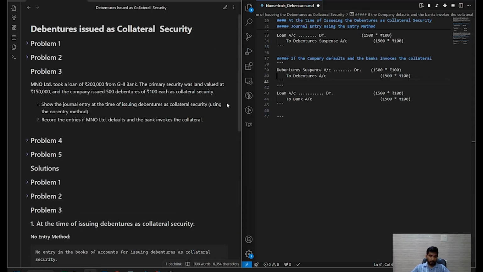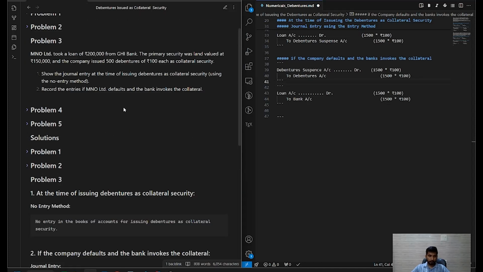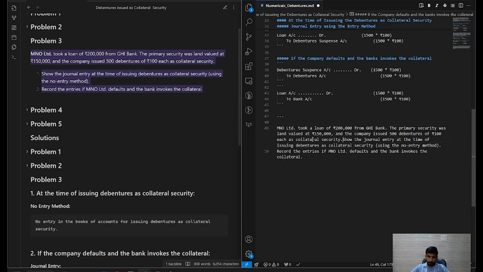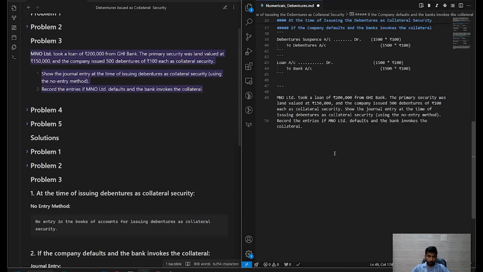MNO took a loan of rupees 2 lakhs from GHI Bank. The primary security was land valued at 1,50,000, and the company issued 500 debentures as the collateral security. Show the similarity using the no entry method. In this case we are following the no entry method.